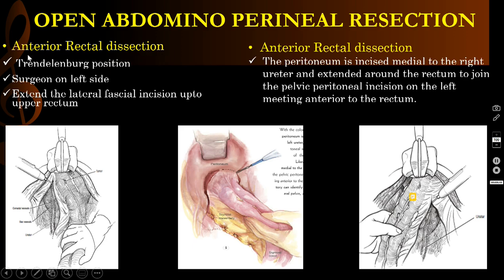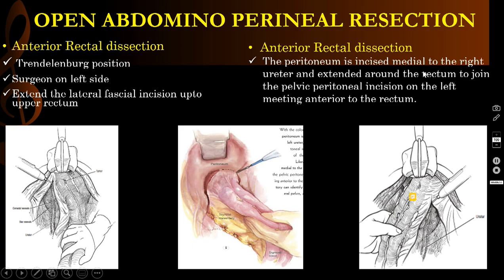Now after this, we have to do anterior rectal resection. For that, you have to put the patient in Trendelenburg position. The surgeon should come to the left side now, and you have to extend the lateral fascial incision up to the upper rectum. The incision which you made over the white line of Toldt, you have to extend it up to the upper rectum like this.